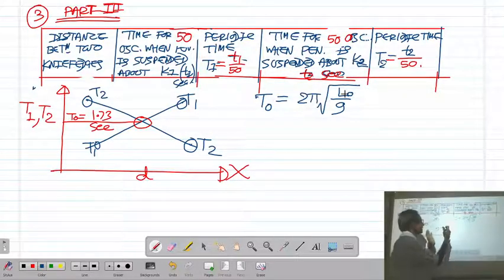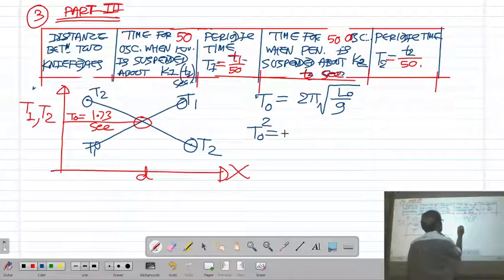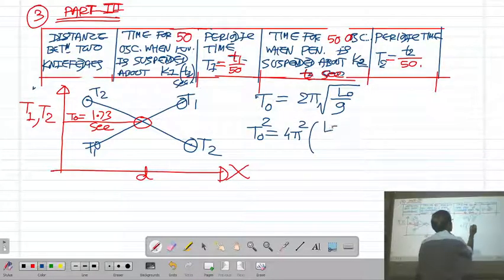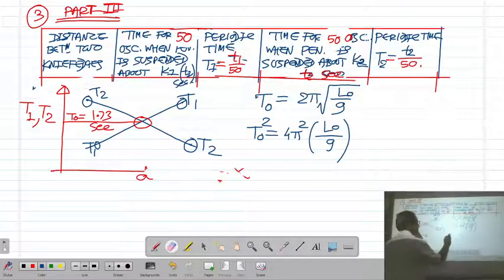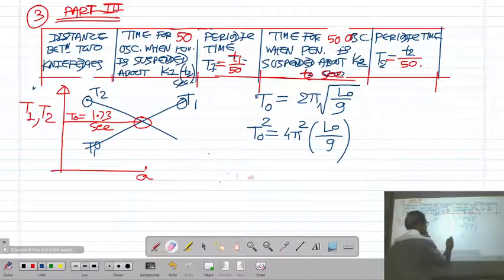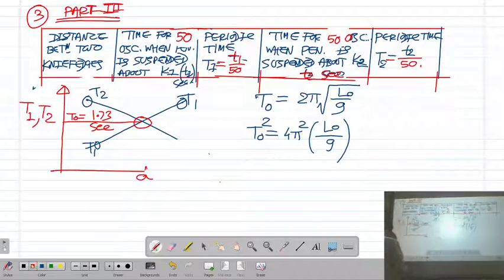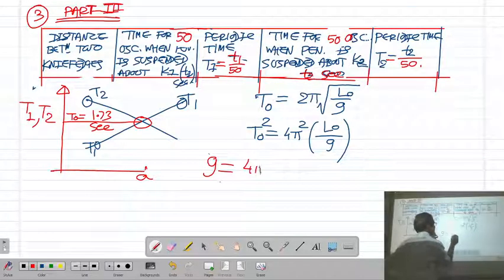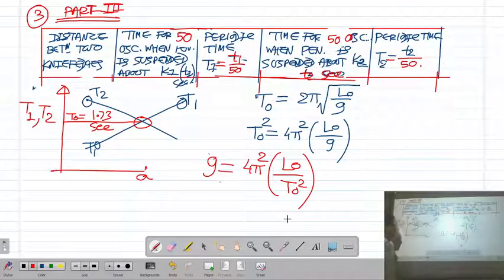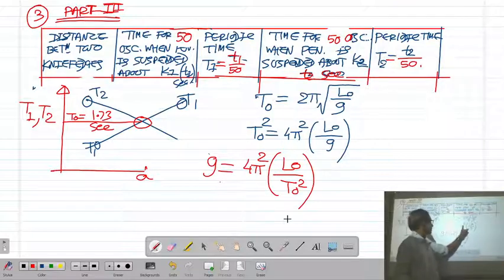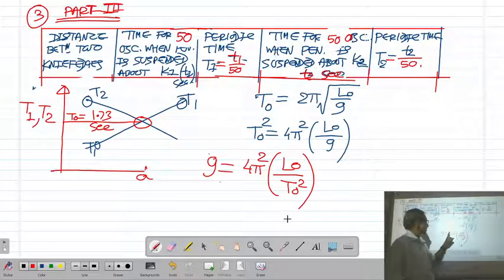You take the square on both sides, you get T0 square is equal to 4 pi square L0 upon g. Therefore, from this equation, the value of g comes to 4 pi square L0 upon T0 square. Now you can substitute the values and calculate.